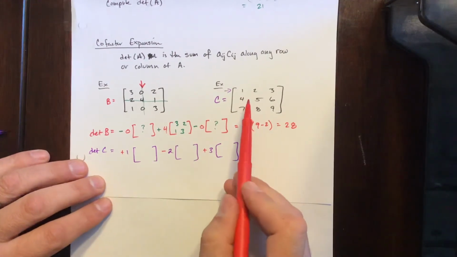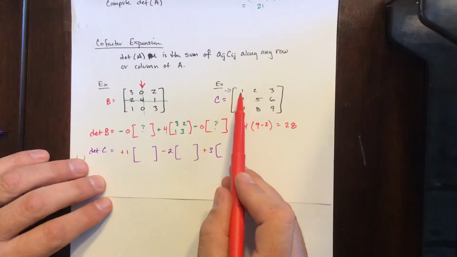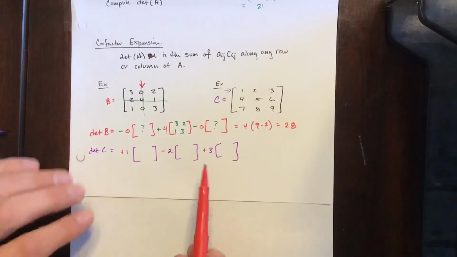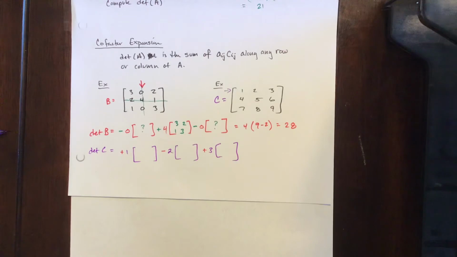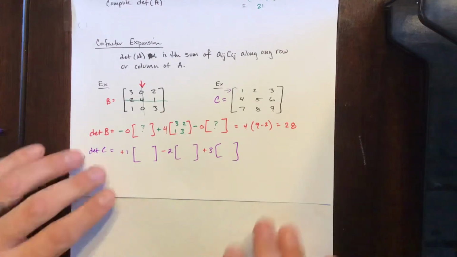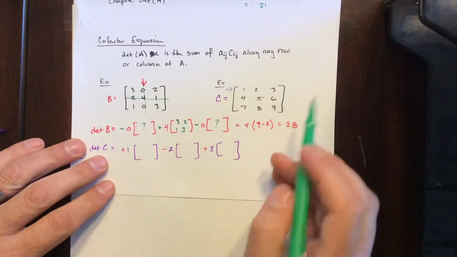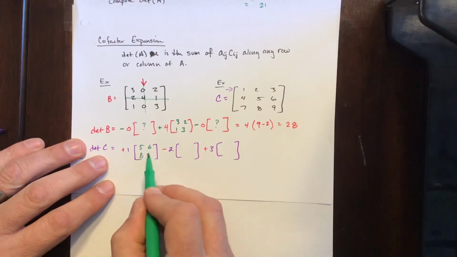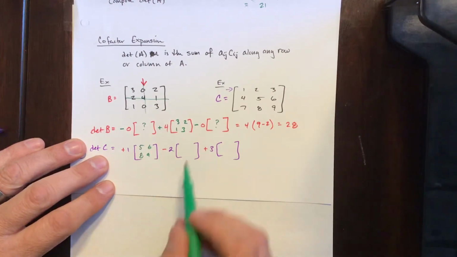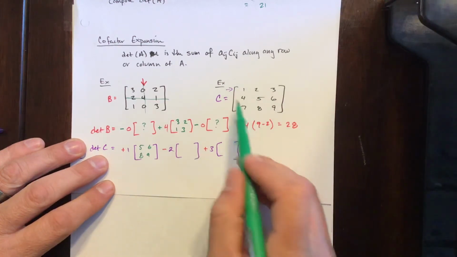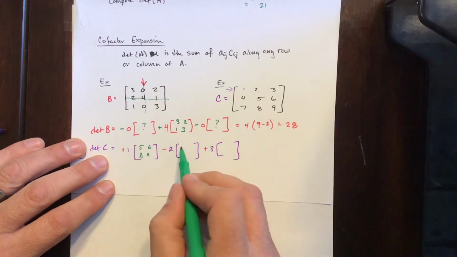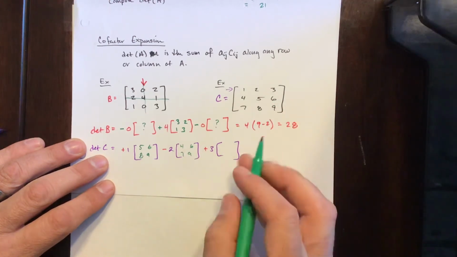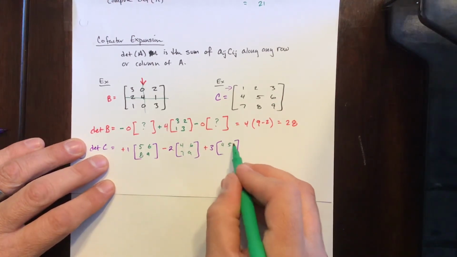Again, you're looking at row 1, column 1. 1 plus 1 is 2. Negative 1 squared is positive. Then negative, then positive. Okay. What goes in each of the matrices? So cross out the row and column. You're left with 5, 6, 8, 9. Cross out the row and column that 2 is in. You're left with 4, 6, 7, 9. Cross out the row and column that 3 is in. You're left with 4, 5, 7, 8.